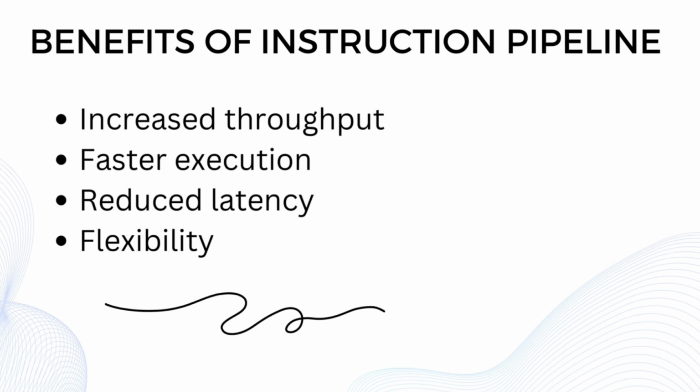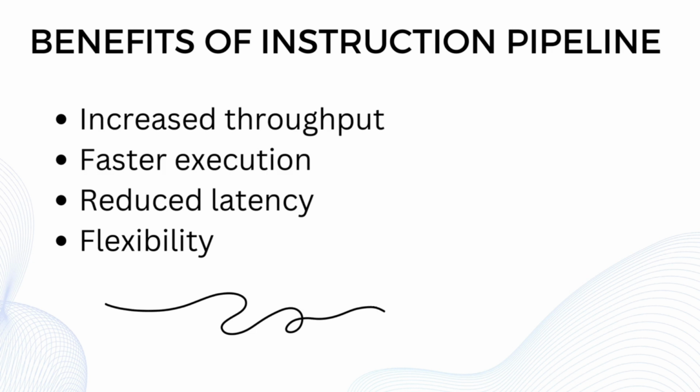Second is faster execution. Instruction pipeline implementation reduces the time taken to execute an instruction by allowing different stages of the pipeline to work on different instructions at the same time. This results in faster execution of individual instructions and consequently faster overall performance.